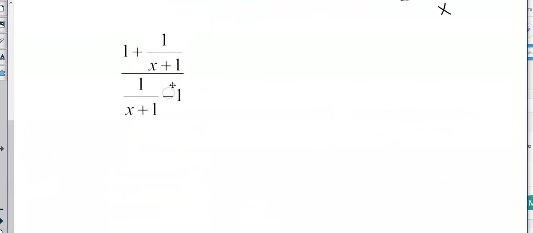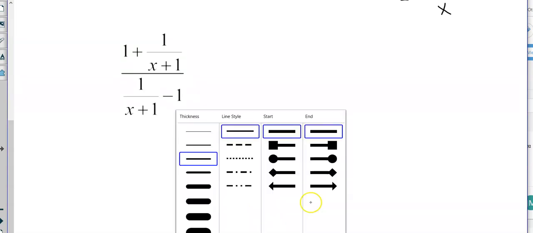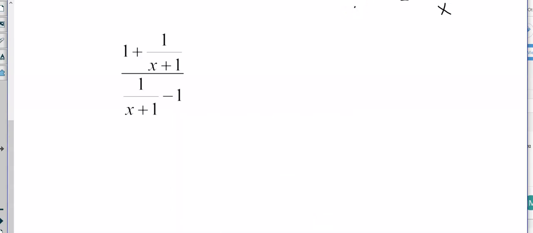Okay, so the second method of doing this one, I kind of like this method better. I'll be honest with you. So it's going to basically multiply by LCD, top and bottom, numerator, denominator, to get rid of fractions.